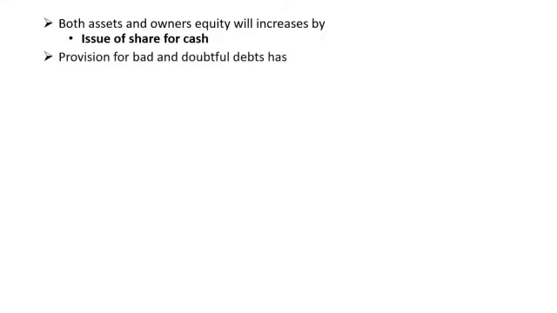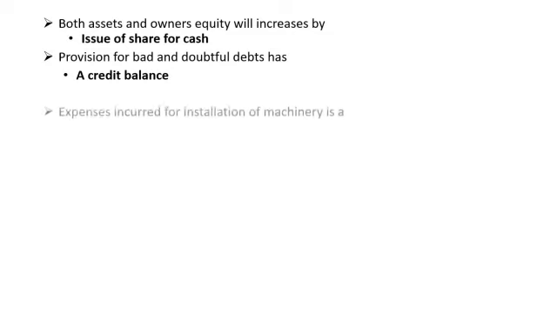Both asset and owner's equity will increase by issue of shares for cash. Provision for bad and doubtful debt has a credit balance.